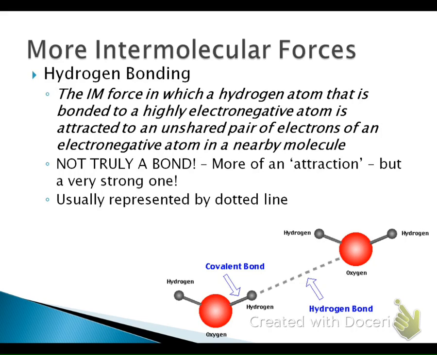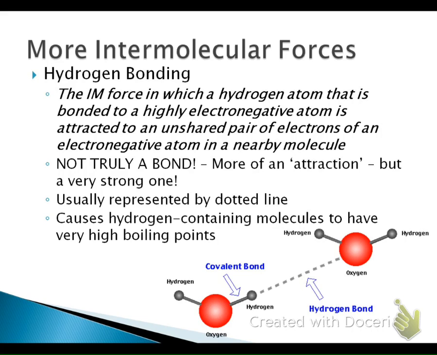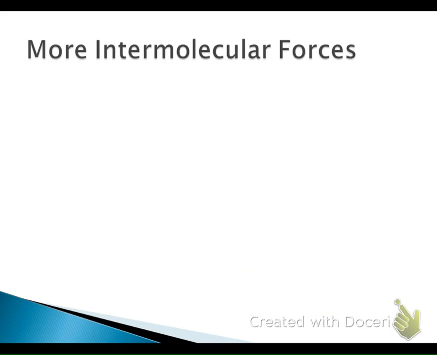They're usually represented by dotted lines like shown in this picture, and it causes hydrogen-containing molecules to have high boiling points because hydrogen bonds are difficult to break. This attraction between a partial positive and a partial negative is difficult to break, so it causes things to have high boiling points and high melting points. Any questions on hydrogen bonding? We're going to talk about our last type, and then that's it for notes for today.